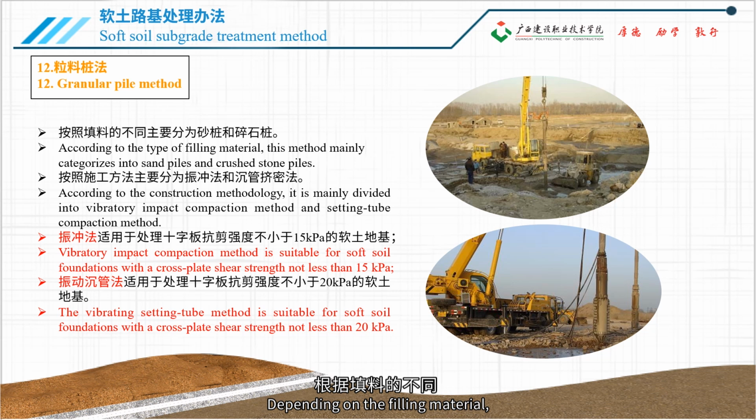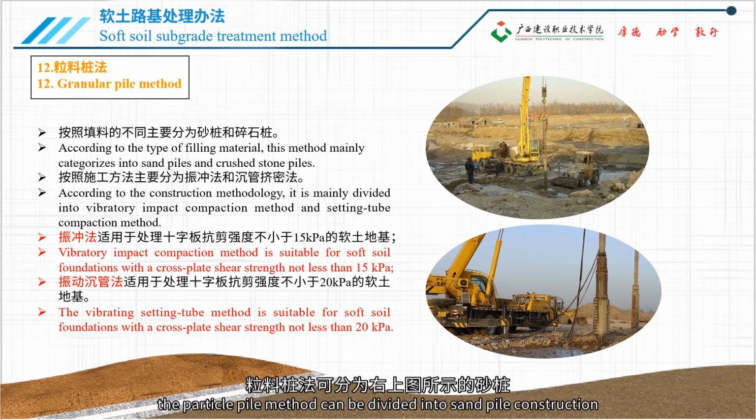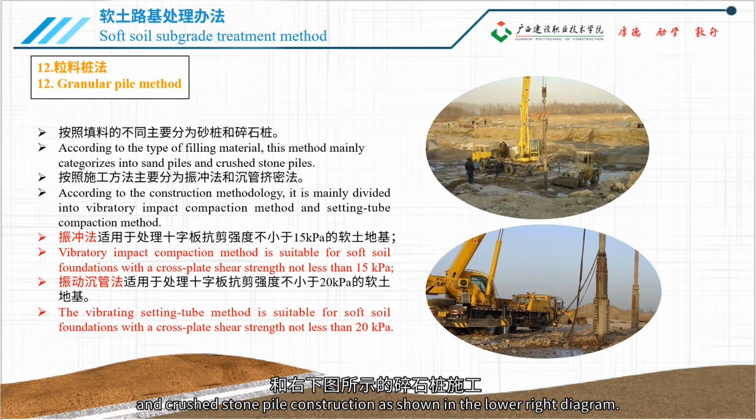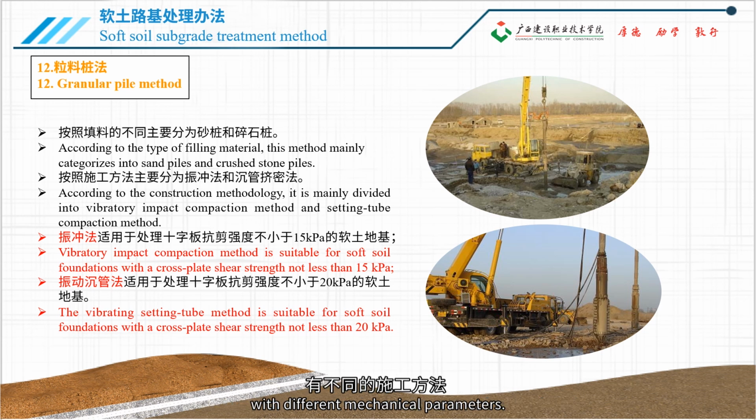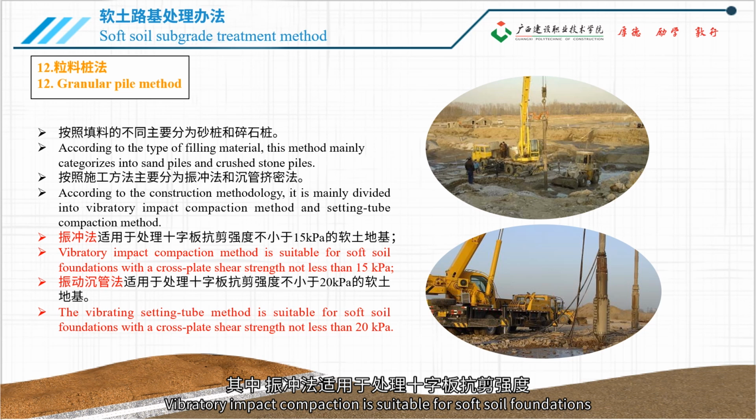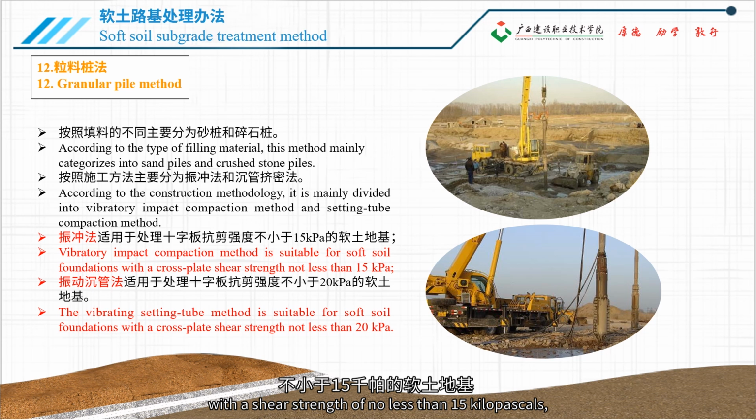Depending on the filling material, the particle pile method can be divided into sand pile construction, as shown in the upper right diagram, and crushed stone pile construction, as shown in the lower right diagram. There are different construction methods for soft soil subgrade with different mechanical parameters. Vibratory impact compaction is suitable for soft soil foundations with a shear strength of no less than 15 kilopascals, while vibrating casing compaction is suitable for those with a shear strength of no less than 20 kilopascals.